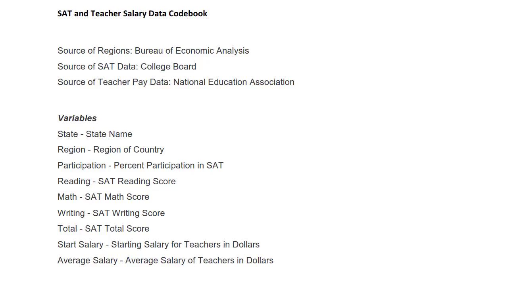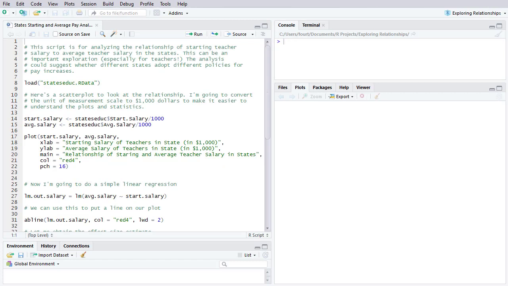Here's the codebook for our data. We are going to focus on the last two variables listed here. The unit of measurement for both variables is dollars. I will begin by loading the data.